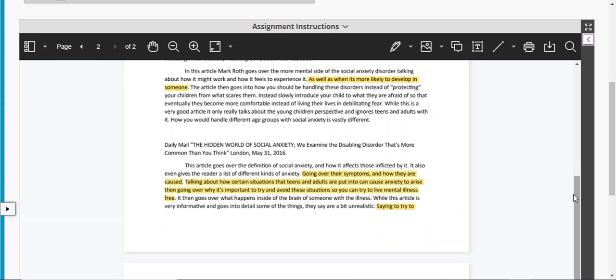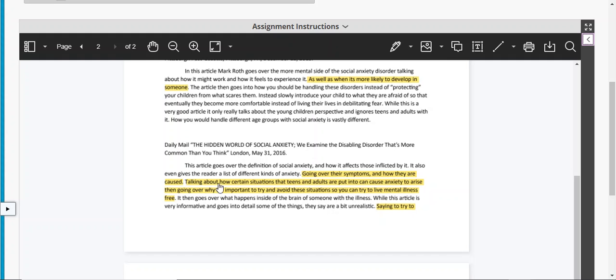If I start right here, "going over their symptoms and how they are caused." So if I turned to you and said, "going over their symptoms and how they are caused," you would again say, what? And I would say, the article goes over symptoms and how they are caused. And then you'd say, oh, I understand, you're talking about an article.